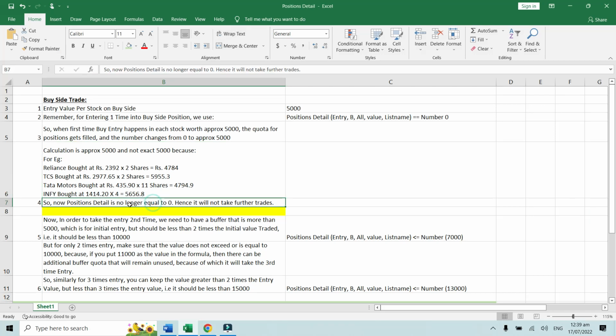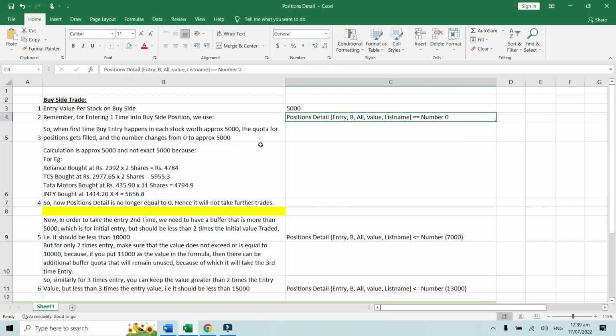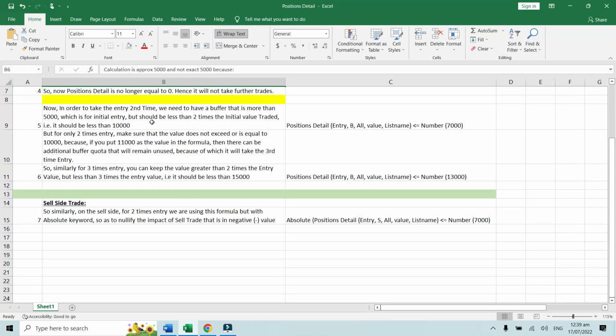So now the positions detail is no longer equal to 0. Hence it will not take further trades when the positions detail is equal to 0. Now, in order to take the second time entry, we need to have a buffer that is more than 5,000, which is for the initial entry, but should be less than 2 times the initial value traded. So it should be less than 10,000.